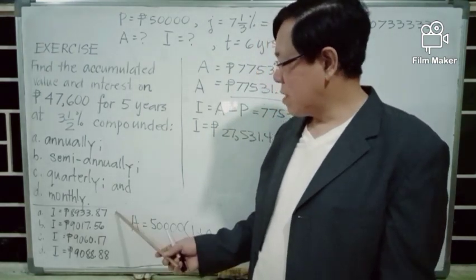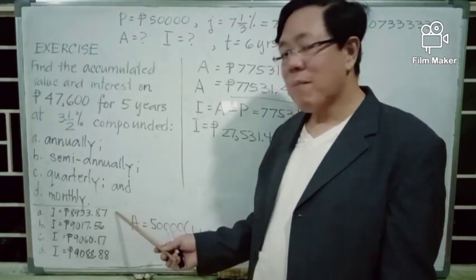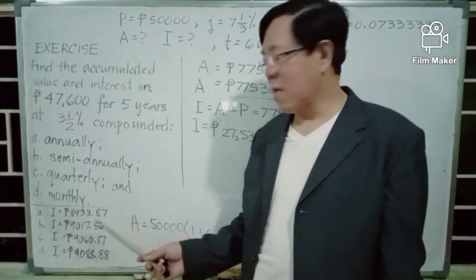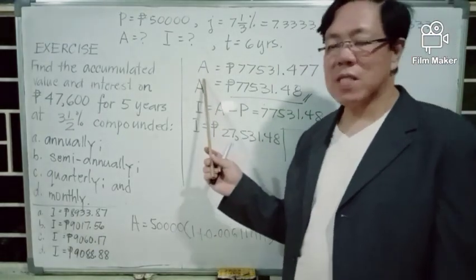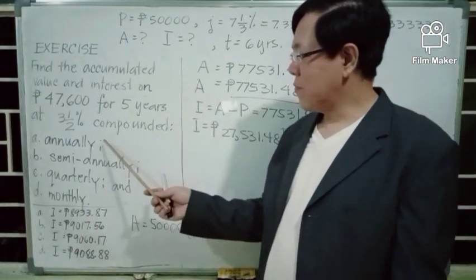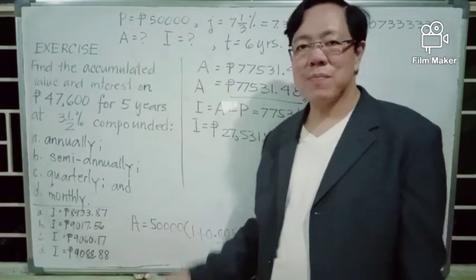But before you can find the amount of interest, capital I, you have to compute first the accumulated value for A, B, C, and D.